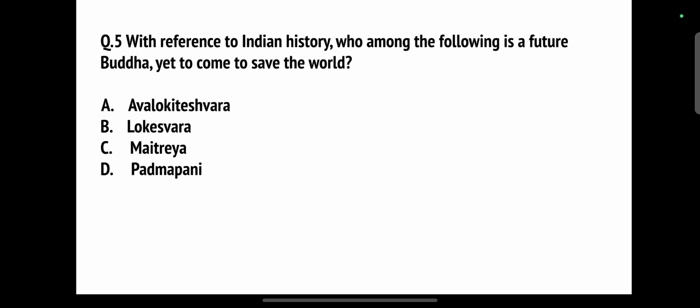Next is with reference to Indian history, who among the following is a future Buddha yet to come to save the world? Avalokiteshwar, Lokeshwar, Maitreya, and Padmapani.